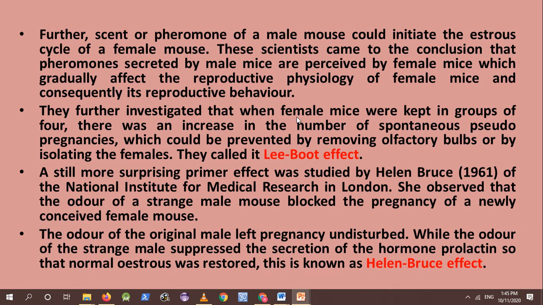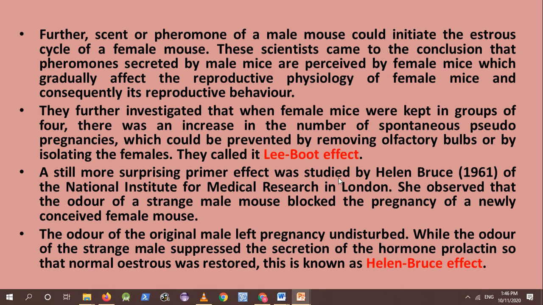Lee and Boot further investigated that when female mice are kept in groups, there was an increase in the number of pseudo pregnancies, and this could be prevented by removing olfactory bulbs or by isolating the females, and they called it the Lee-Boot effect. That means by removing the olfactory bulbs, females cannot perceive or sense the pheromones of one another. So again this is an example of delayed effect.